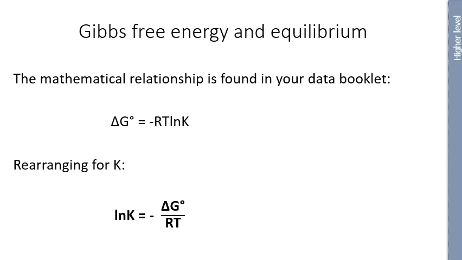So we can use this information to find the following mathematical relationship, which is also found in your data booklet. So it's basically the standard change in Gibbs free energy equals negative gas constant times the temperature times the natural log of the equilibrium constant. And if you rearrange for K, then the natural log of the equilibrium constant is going to be the change in the standard Gibbs free energy divided by RT. Okay, so the gas constant times temperature. So just to finish off this topic, we'll just use that information to answer a problem.